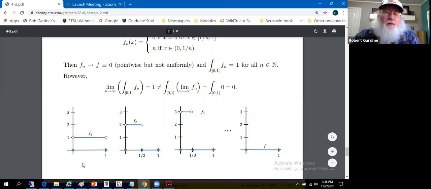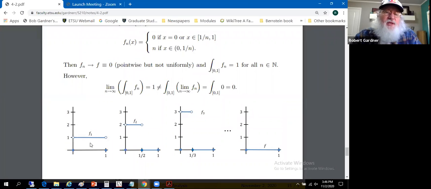So we can see what's going on. But here's f sub 1. So let's see, we get 0 at the endpoints and a value of 1 in between. And the area under this curve is 1. It's 1 by 1, so the aspect ratio doesn't show that. The area under it's 1.